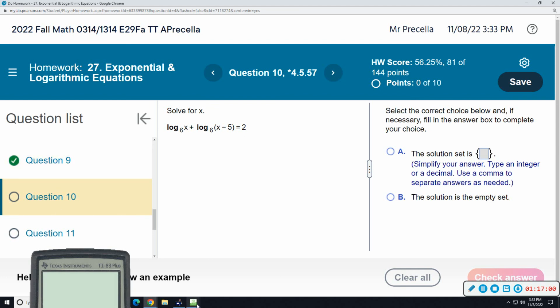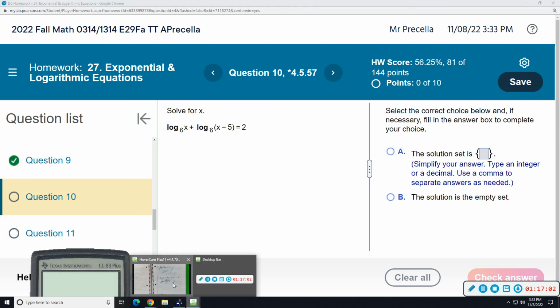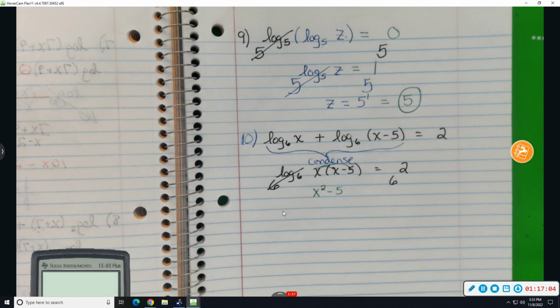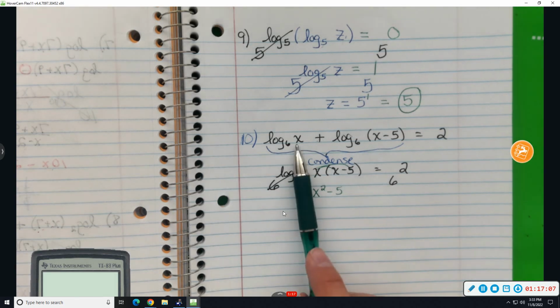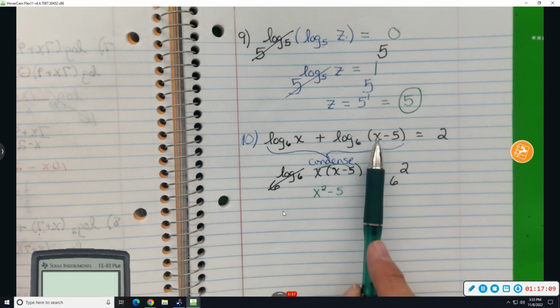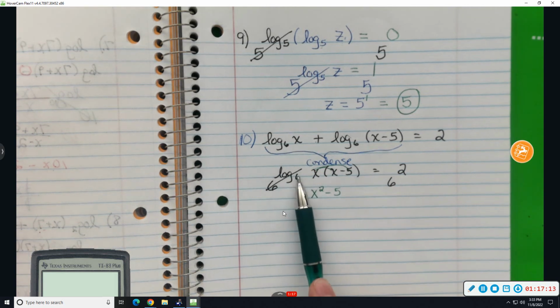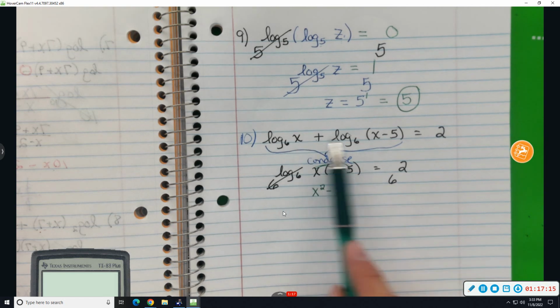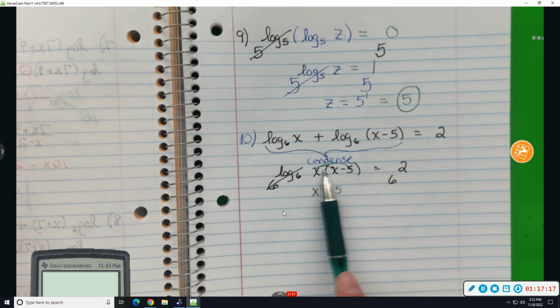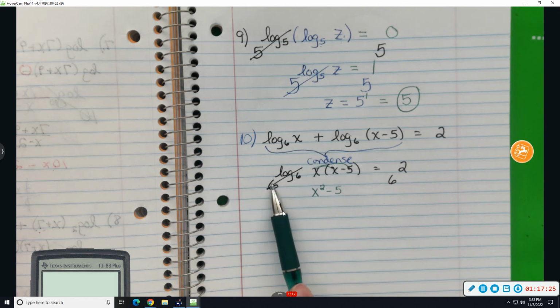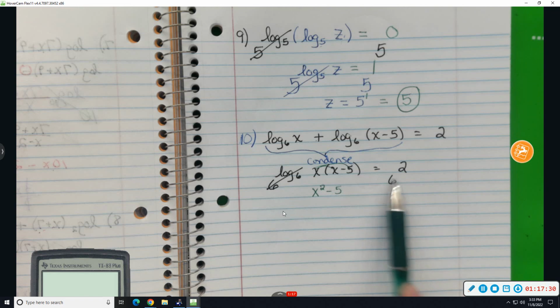Oh, duh. Jacob isn't in here to tell me to change the screen there. Sorry about that. Okay, I'll just talk my way through. Start off by condensing them. So it's log base 6 of x times x minus 5. If that plus had been a minus sign, we would have put a fraction bar. Then we cancel out the logarithm by putting a big 6 on each side.